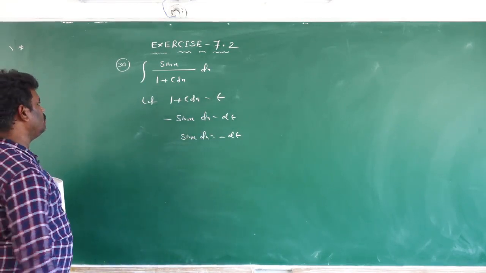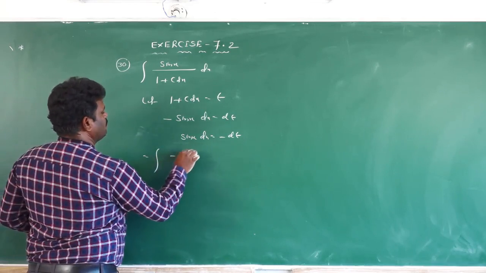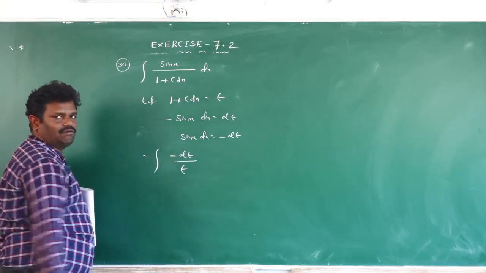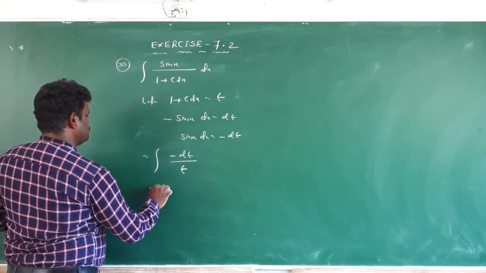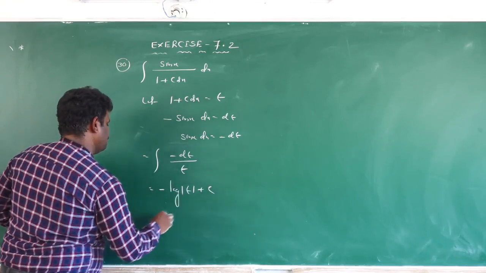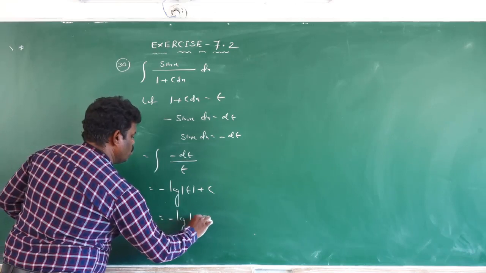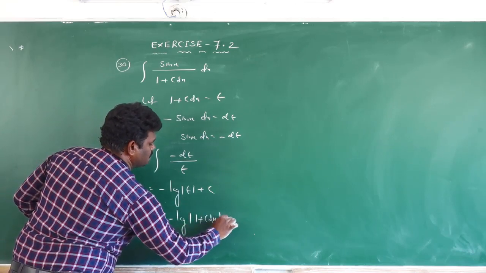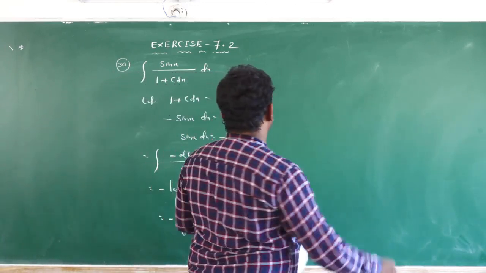Okay? Now that is equal to integral sin x dx is equal to minus dt by t. Again 1 plus cos x is equal to t, so 1 by t. So minus, what we get? Log t plus c. That is equal to minus log of 1 plus cos x plus c. So next one, 31.